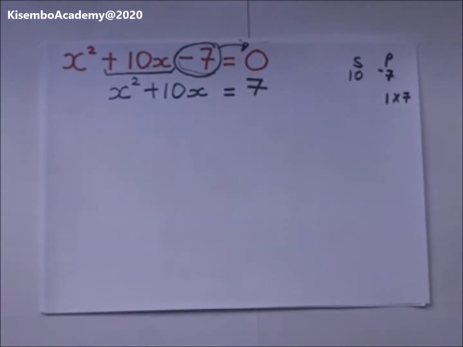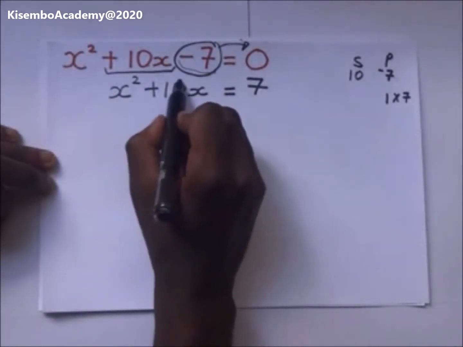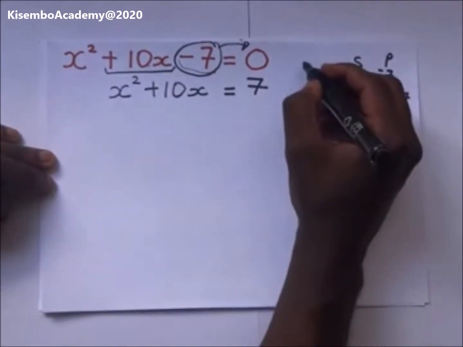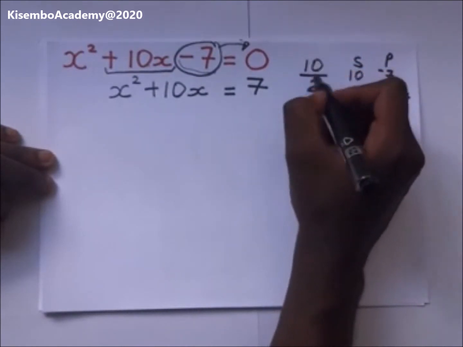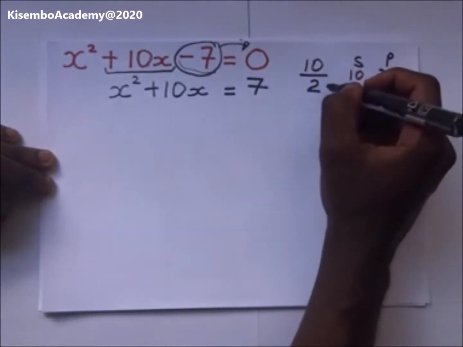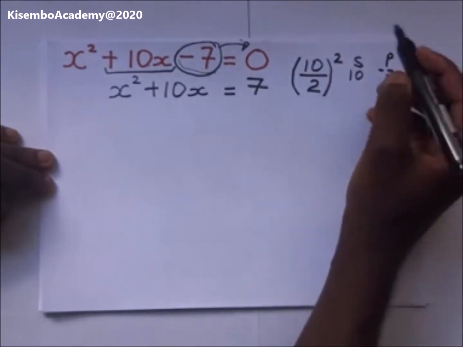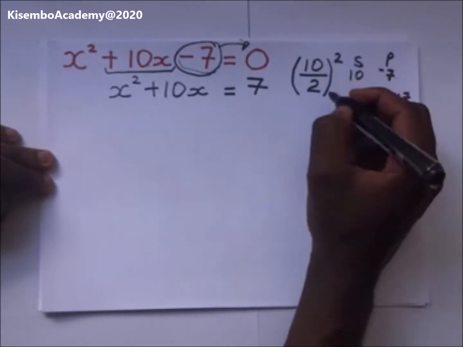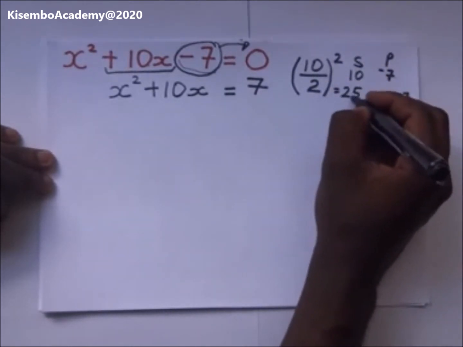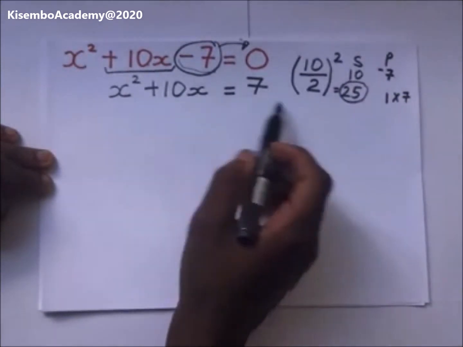So we shall begin. We have 10x, so we get the coefficient of x, which is 10. Divide 10 by 2. When we divide 10 by 2, we get 5. So the answer we get, we square it. So 10 divided by 2 is 5, and 5 squared is 25. So the answer here we are getting is 25. We get this 25 and we add it on both sides of this equation.